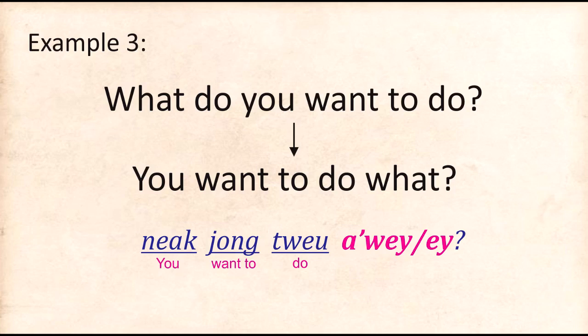Now go to example number 3. Here you see, I use "want to do," not "want something" anymore. So this sentence: "What do you want to do?" In Khmer, "you want to do what?" And when you translate into Khmer, you say "Neak chong tver," and then I say only "ai," I don't say "avai" anymore. "Neak chong tver ai."